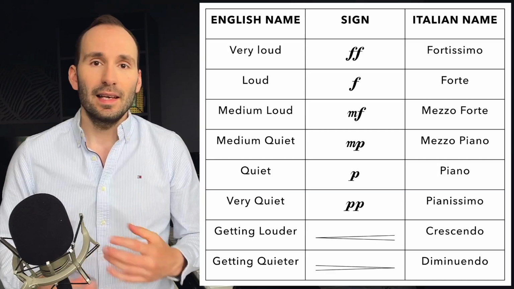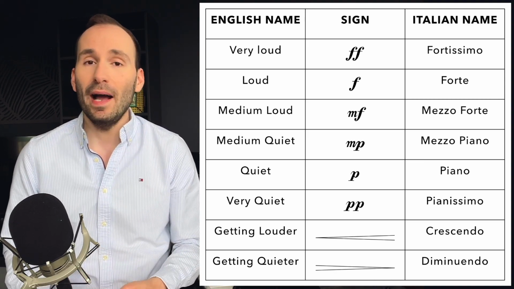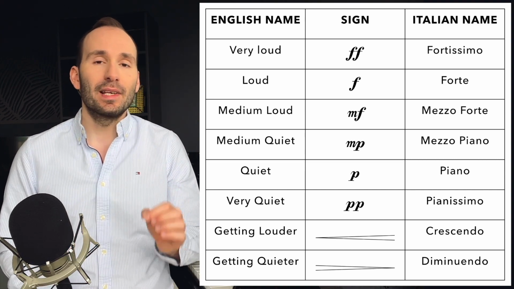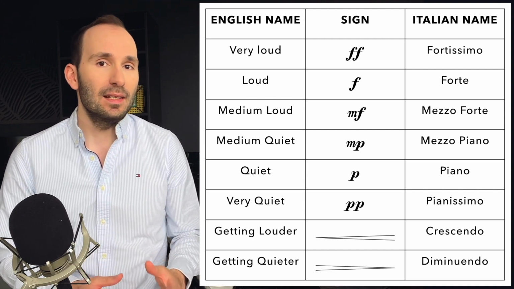So one of the big tools of expression is dynamics. If we played music the same volume all the way through, it would sound quite boring and uninteresting. But if we vary our notes and phrases by playing some notes loud and other ones quieter, then the music suddenly becomes a lot more interesting. In notation, we use signs to show us where to play loud and where to play quiet, and these signs are called dynamics. And we use lowercase letters for these, and the two most important ones are P and F.